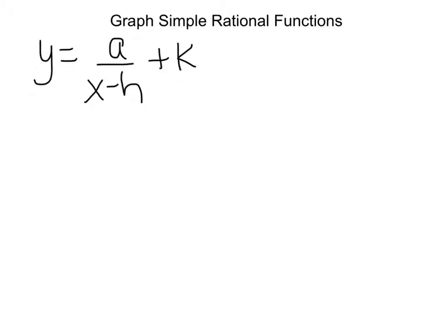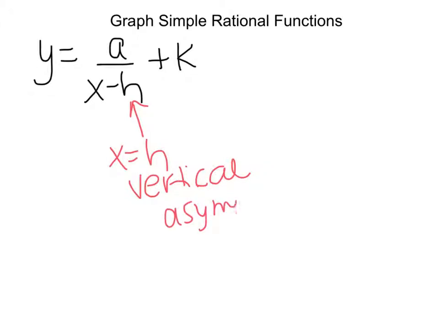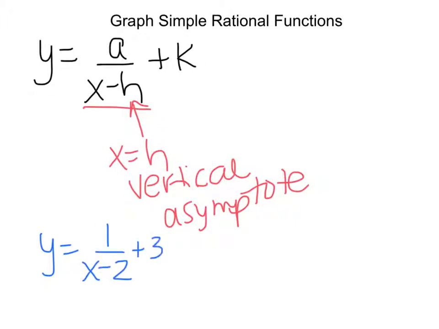So the main thing is that we have this h value here, and when x equals h, that is your vertical asymptote. So we can easily find it without having to graph anything, because again, we're not going to be able to use the graphing calculator. So your vertical asymptote is going to be h. Now, if you look in the equation, it's x minus h. So if you want to think about taking the opposite of your h, that will be your vertical asymptote. So for example, if we had y equals 1 over x minus 2 plus 3, our vertical asymptote would be x equals 2.